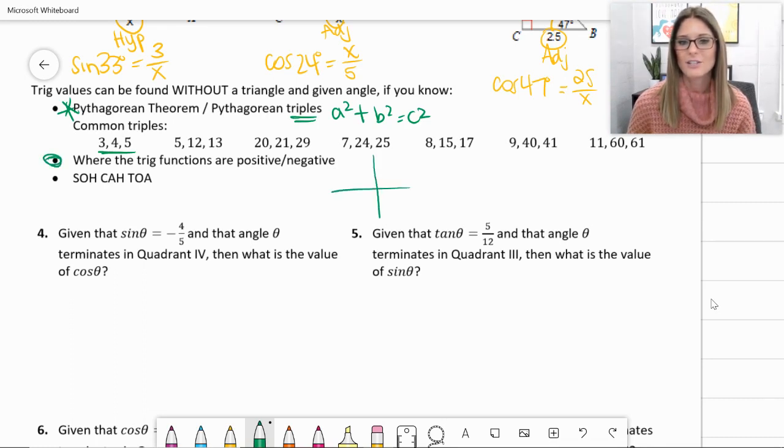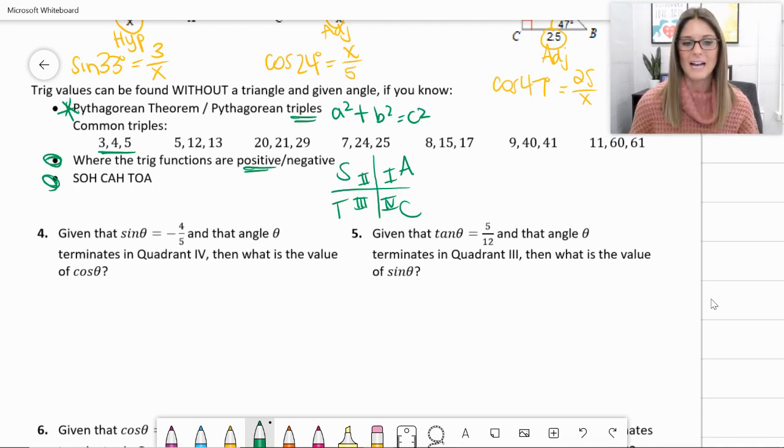We also need to know where our trig functions are positive or negative. So I'm talking back to knowing where your quadrants are, 1, 2, 3, and 4 in that order. And we're talking about All Students Take Classes, where they are positive, ASTC. All of our trig functions are positive in the first quadrant. Sine is positive in the second quadrant, tangent is positive in the third, and cosine is positive in the fourth. So remembering that helps us answer these questions. And then, of course, SOHCAHTOA: sine is opposite over hypotenuse, cosine is equal to adjacent over hypotenuse, and tangent is equal to opposite over adjacent.